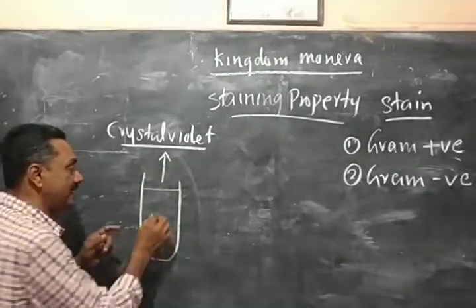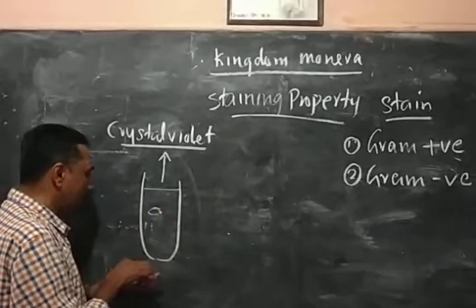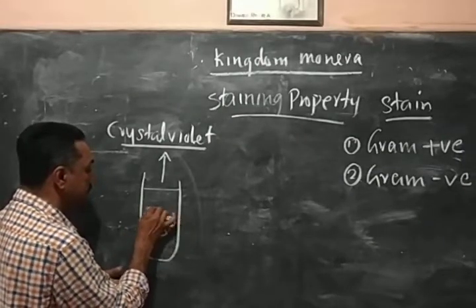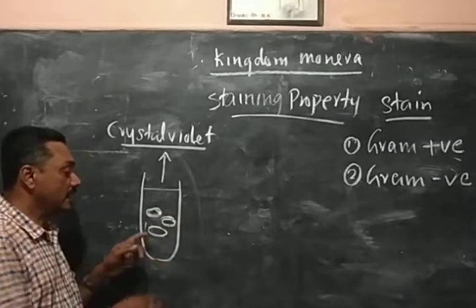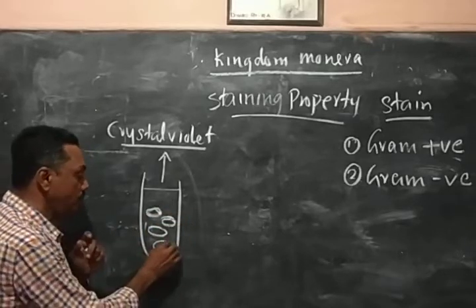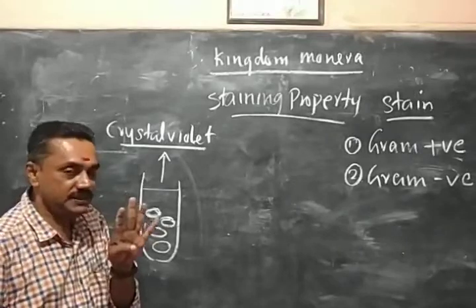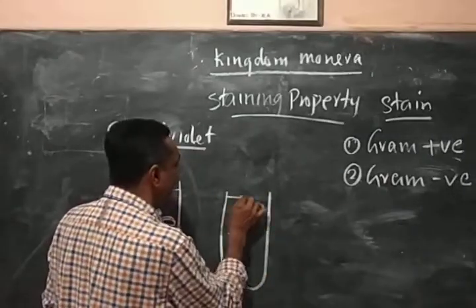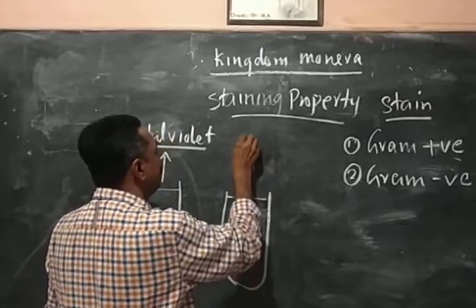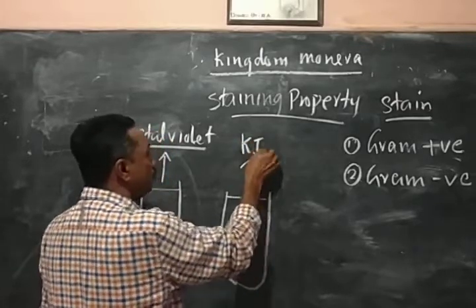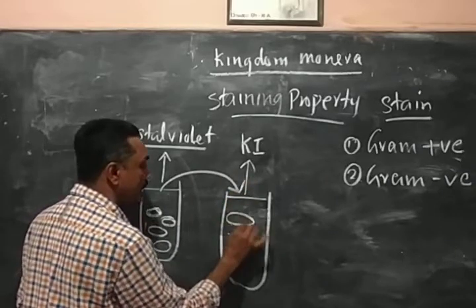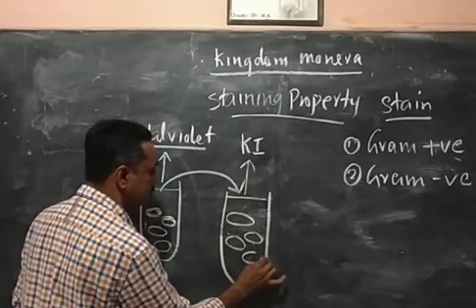We are putting the bacteria in crystal violet for 5 minutes. Then after, we are putting the bacteria in another solution called potassium iodide solution. We put the bacteria in potassium iodide solution for 5 minutes.